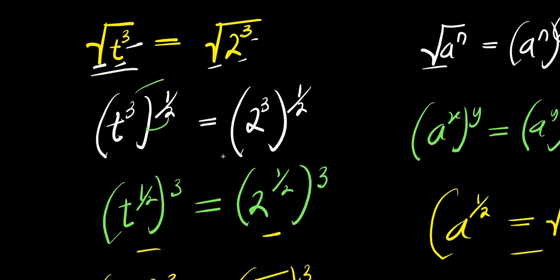So this is how you solve this radical problem and find all values of t that satisfy the equation.